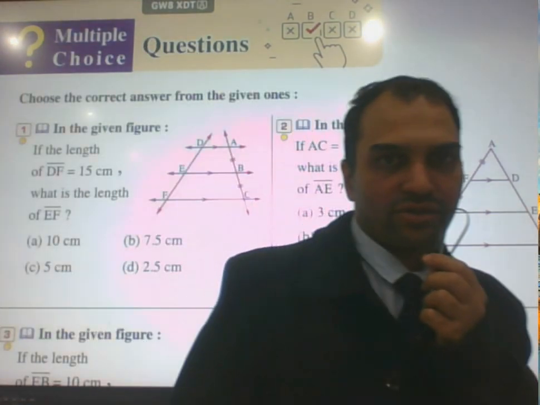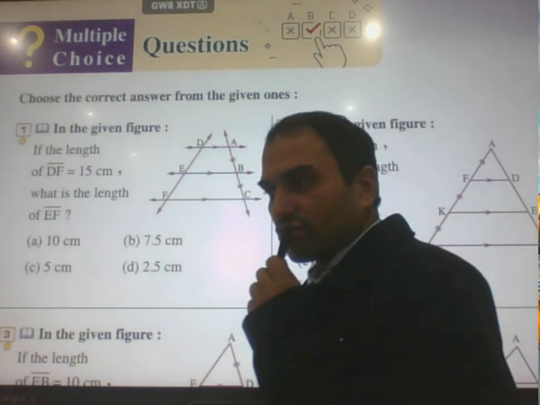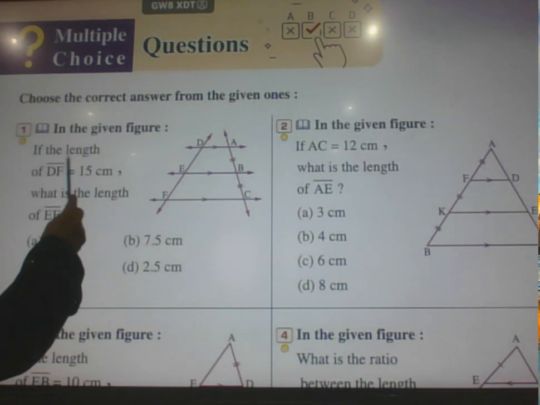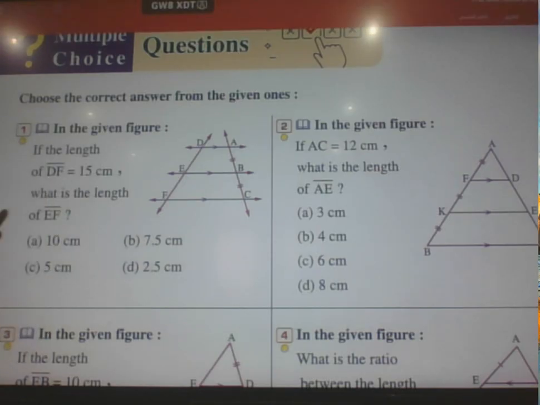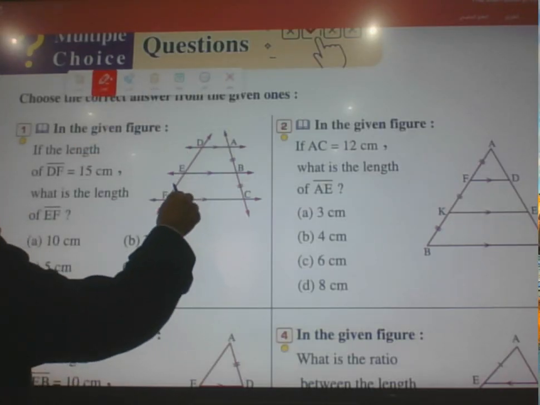Today we'll explain a new lesson in geometry about parallels between two straight lines or more. Okay. First question: in the given figure, length DF equals 15 centimeters. What is the length of EF? Look at here. We want to find the length of EF. We have this part. Okay.